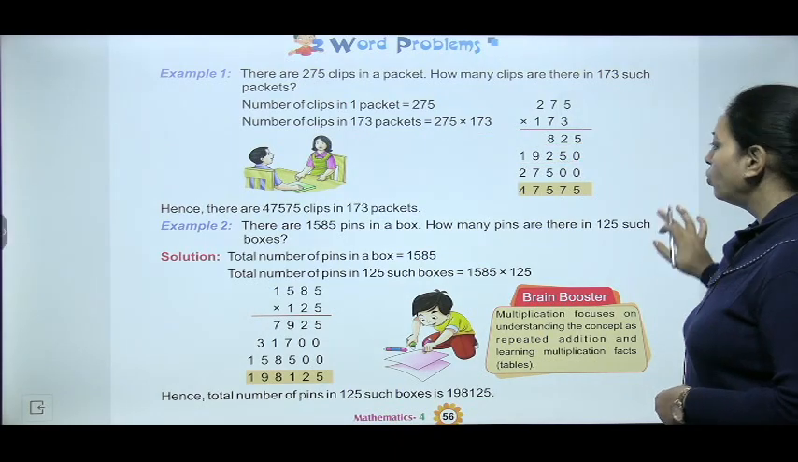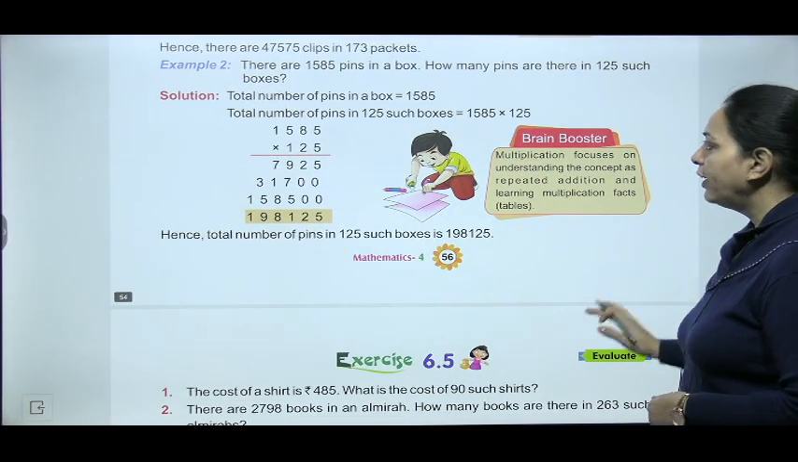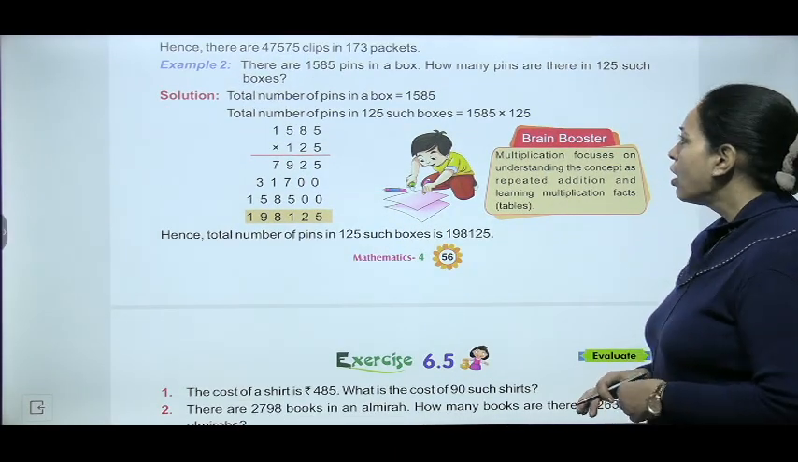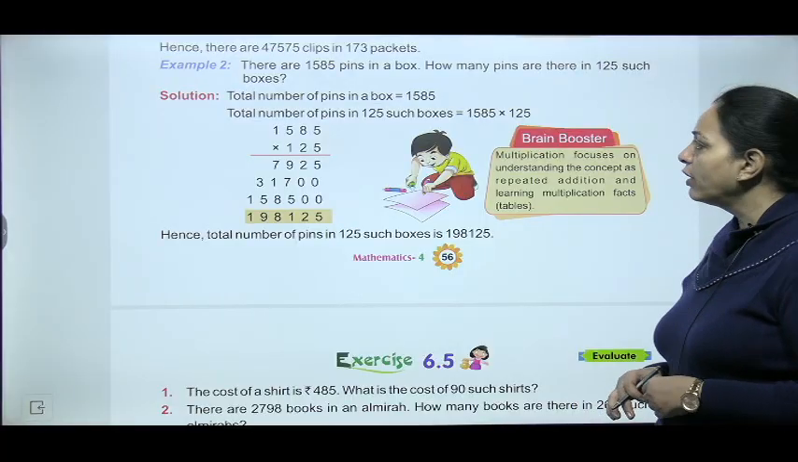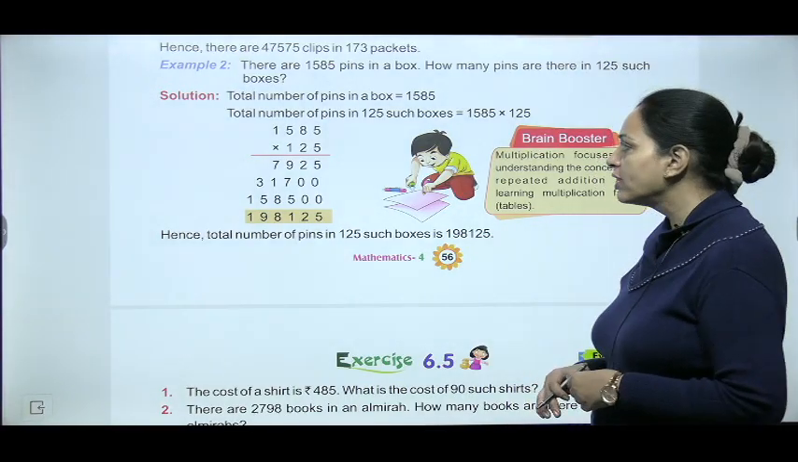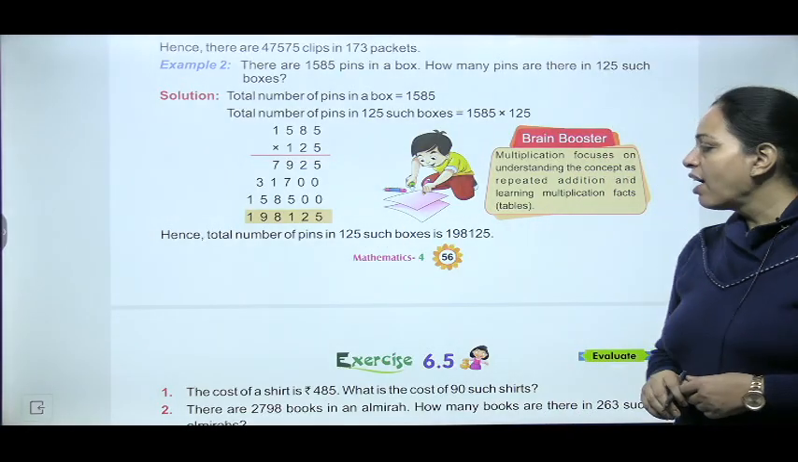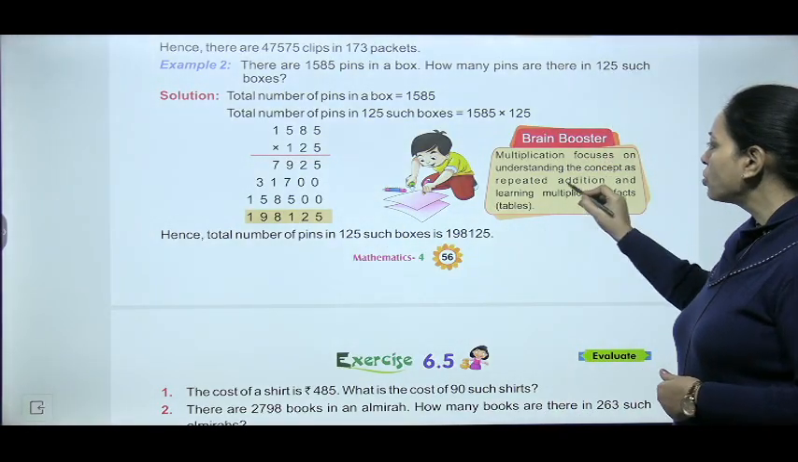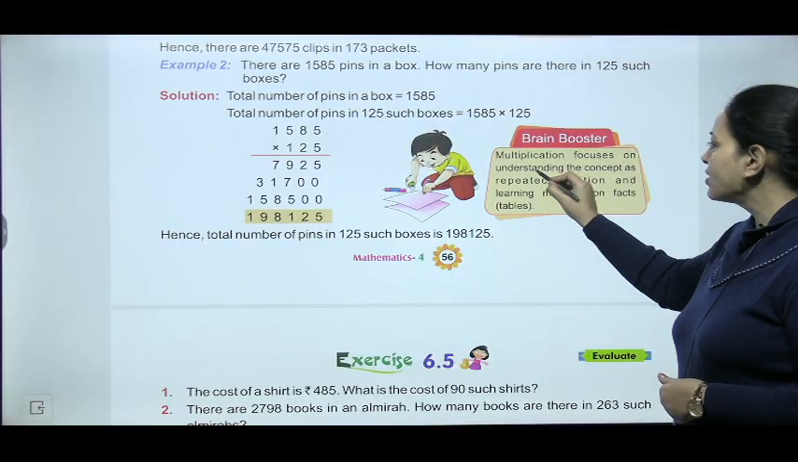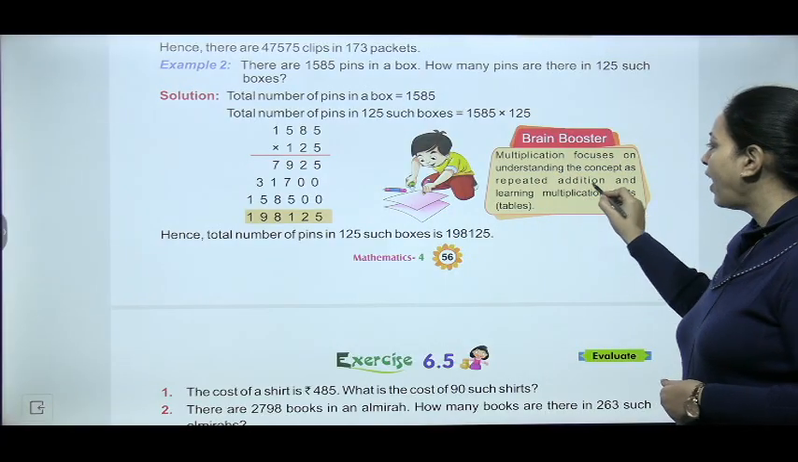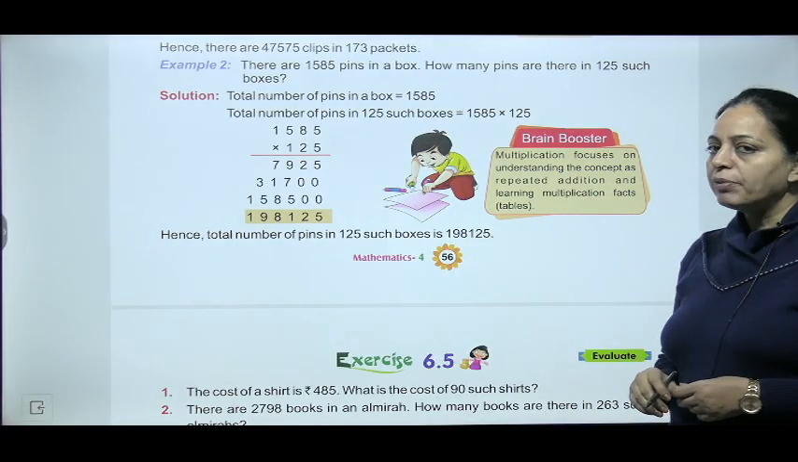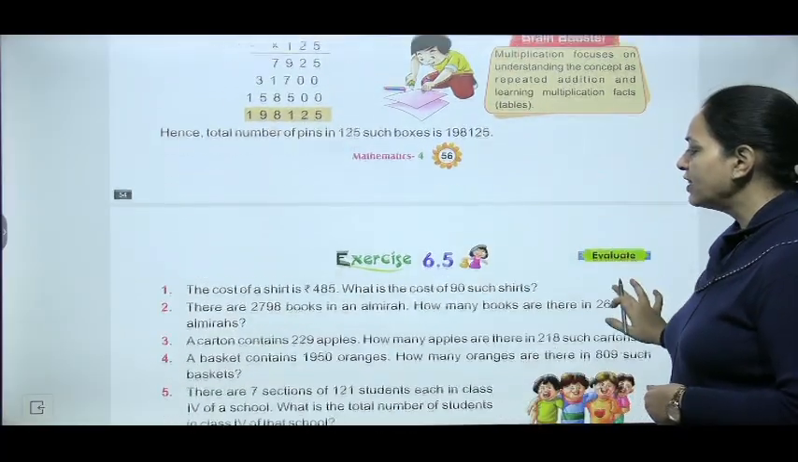Now example 2. There are 1585 pins in a box. How many pins are there in 125 such boxes? So multiply कर देंगे. This is the answer. So now brain booster: multiplication. Focus on understanding the concept as repeated addition and learning multiplication facts, means tables.